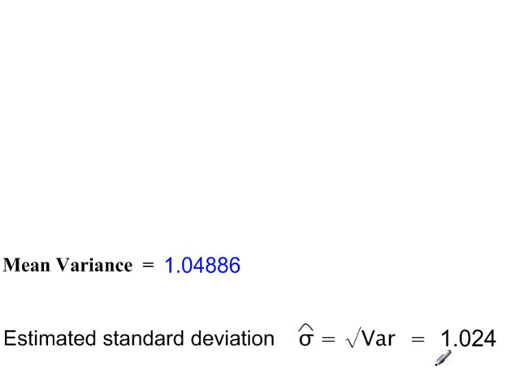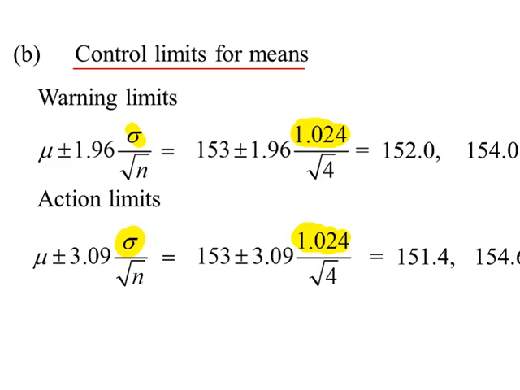So we can use this value in all of the subsequent calculations that we do. For example, working out the control limits for the means, warning limits 95%, action limits 99.8%, and this is the population standard deviation in the calculations, and we're going to use our estimated value instead.